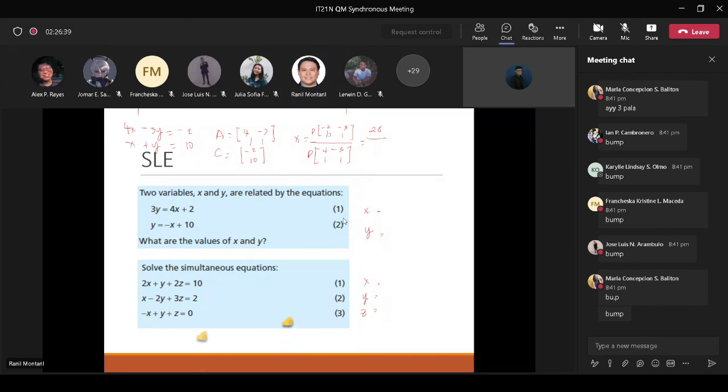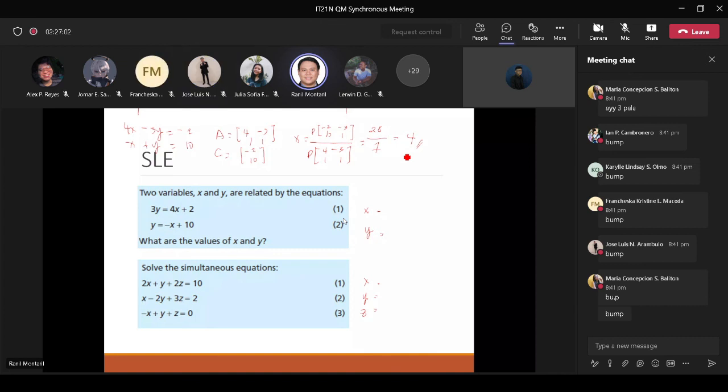Okay. Then the determinant of the coefficient matrix is 4 times 1, 4. 4 plus 3 is 7. So what is the answer? 28 over 7 is 4. Agree? Did we get the same answer, guys? Yes, very good.